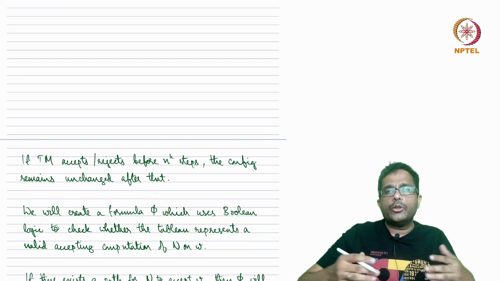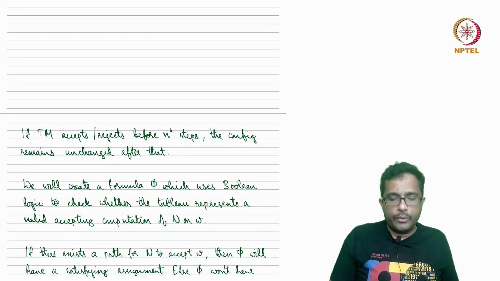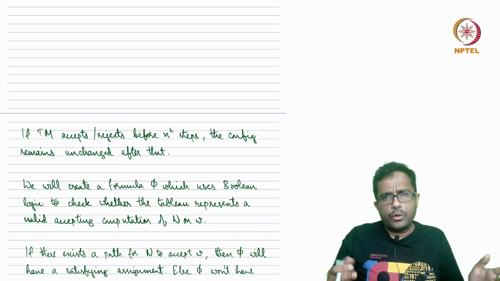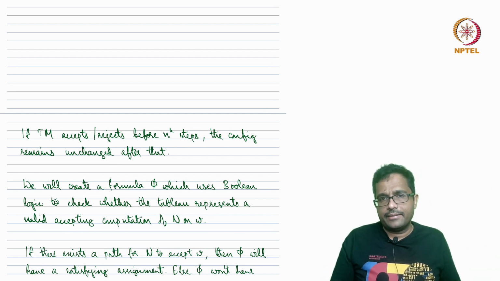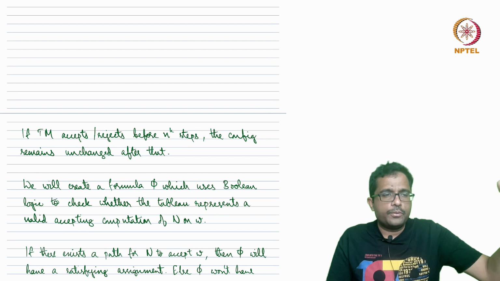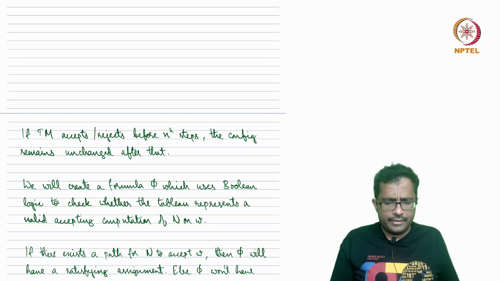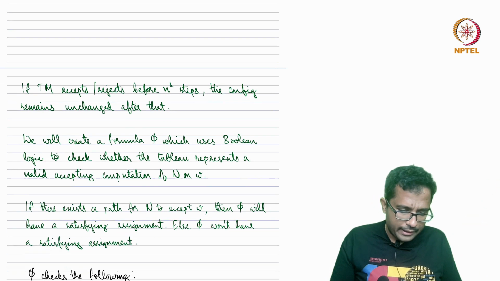Okay, and if the Turing machine accepts or rejects before n power k steps, then we don't change the configuration, it remains unchanged. We may assume that we just repeat the configuration. Okay, so that's not really such an important detail.